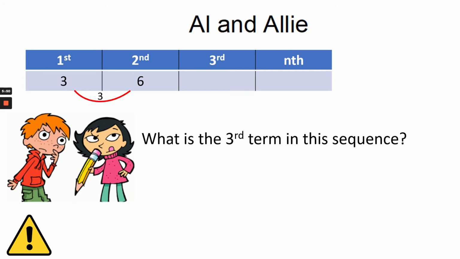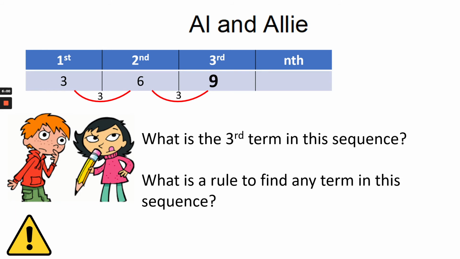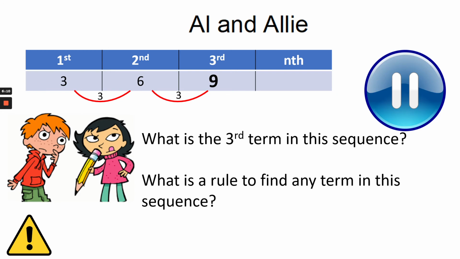All right, let's have a look. I added 3 on. I'm going to continue that pattern and add 3 more to give me 9. 9 is the third term in the sequence. Now the tricky part. What rule could we find to find any term in the sequence or the nth term? Pause your video, have a go.